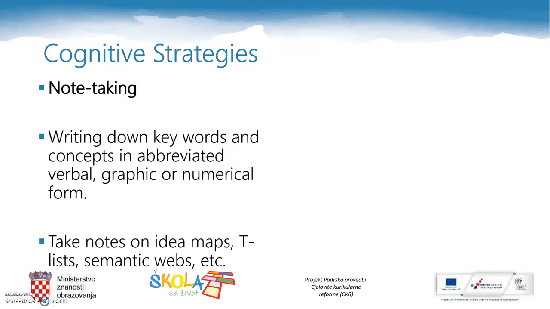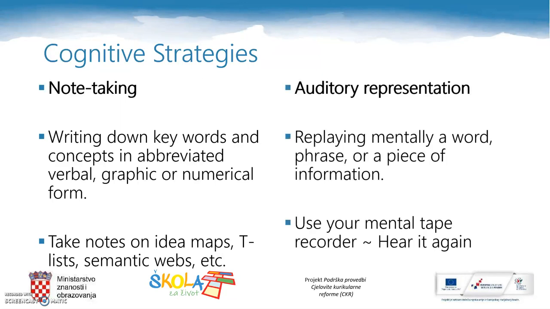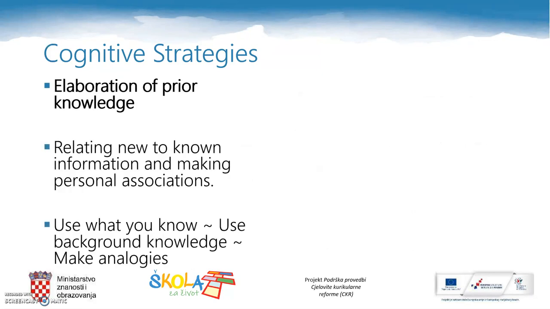Note-taking, or writing down keywords and concepts in abbreviated verbal, graphic, or numerical form, includes taking notes on idea maps, tier lists, semantic webs, etc. Auditory representation, or replaying mentally a word, phrase, or a piece of information, includes using your mental tape recorder and hearing it again. Elaboration of prior knowledge, or relating new to known information and making personal association, includes using what you know, using background knowledge, and making analogies.